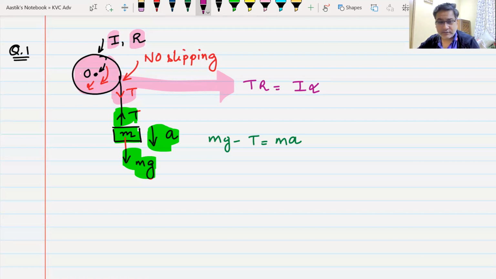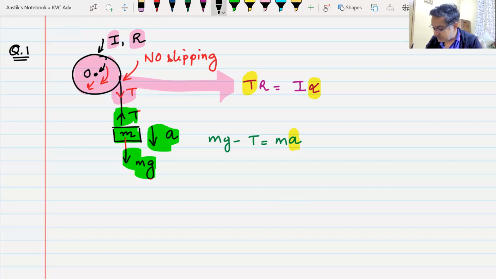Now you look at the number of unknowns and the number of equations. T is unknown, alpha is unknown, and A is unknown. That means there are three unknowns, but there are only two equations. So you must get one more equation. How will you get that one more equation? You'll have to apply the condition of no slipping.